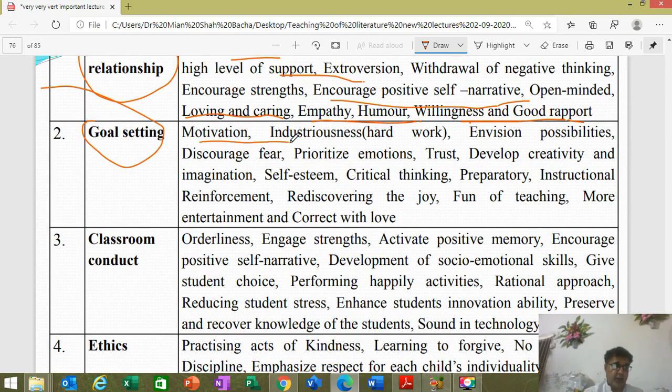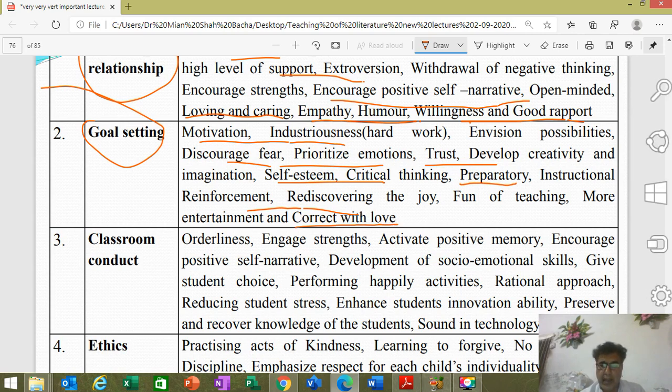All right, keeping in view the current conditions, if they lose heart, we have to keep them motivated till they complete their task. Industriousness, hard work, envisioning possibilities, discouraging fear, prioritizing emotion, trust, developing creativity, imagination, self-esteem, critical thinking, preparatory and instructional reinforcement, rediscovering the joy and fun of teaching, more entertainment, and correcting with love.